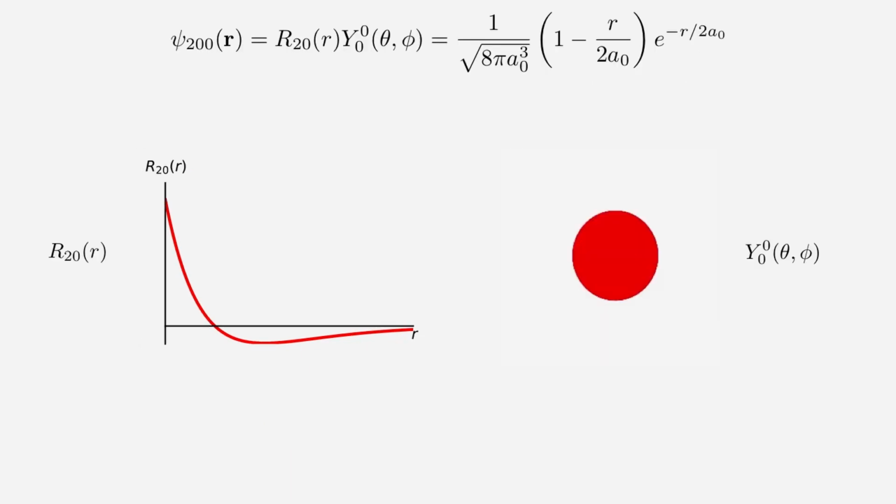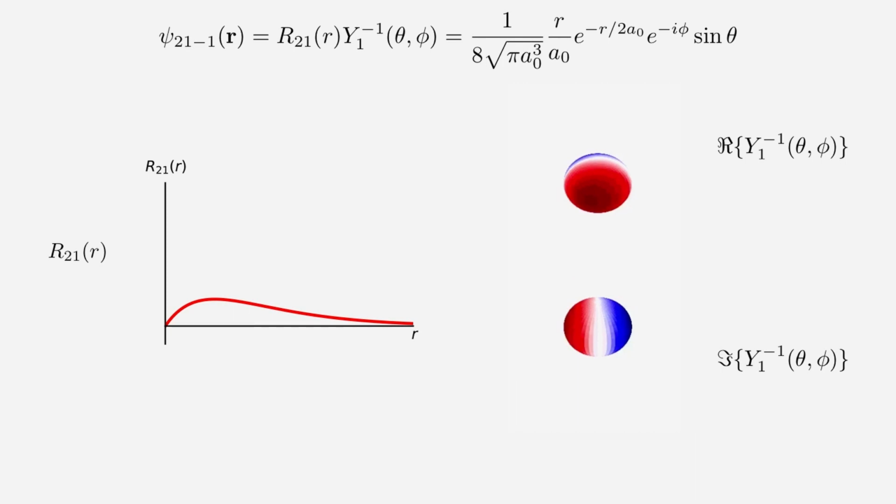Bringing in the angular parts, we start with psi200, which, like the ground state, is isotropic. For psi21 minus 1, we get these radial and angular parts. And for ease of visualization, we can make the diagram of the spherical harmonic rotate like this. The Y1 minus 1 spherical harmonic is a complex function, and we are plotting both its real and its imaginary parts. And again, if you need a refresher about how we plot the spherical harmonics, you can check out the corresponding video linked in the description.